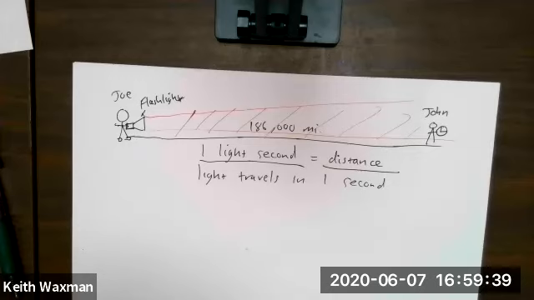Well, you all heard of light years before, right? What a light year is. Well, a light year is the distance light travels in a year. You know what that is in miles? It's almost 6 trillion miles. Isn't it easier to remember 1 light year than 6 trillion miles? It is.